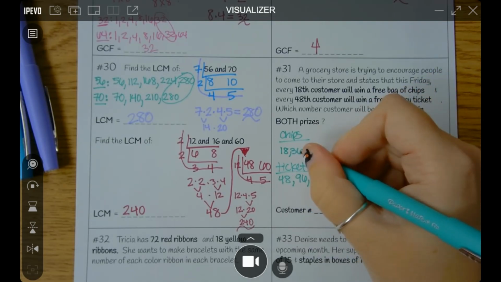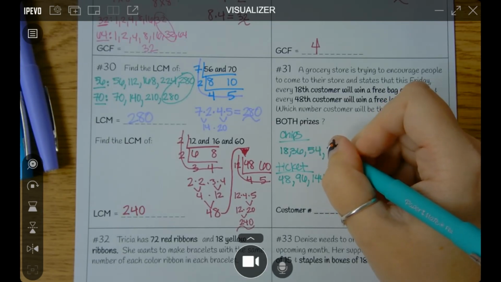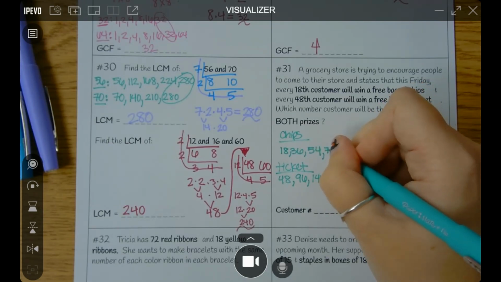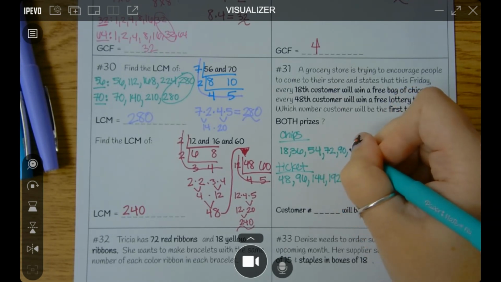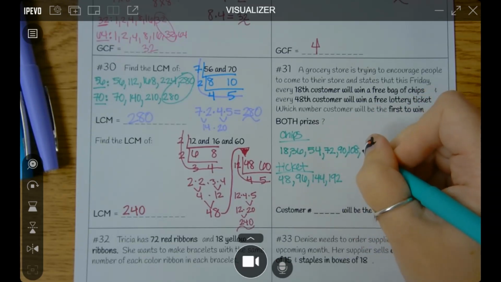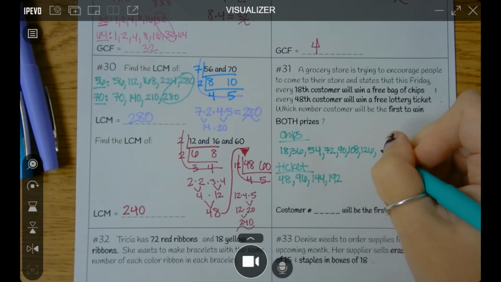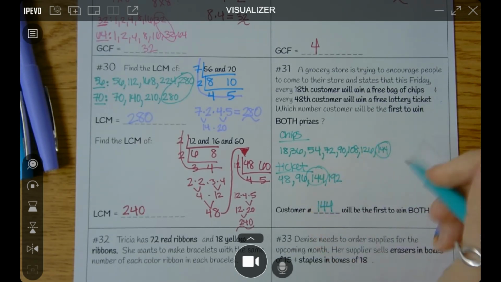Okay, so this is counting by 18, every 18th customer, right? So 54 plus another 18 is 72. Plus another 18 is 90. Plus another 18 is 108. Do I have any matches yet? Nope. Okay, plus another 18 is 126. Plus another 18 is 144. Yay! Okay, we have a match. Customer number 144 is going to be the first to win both of the prizes.